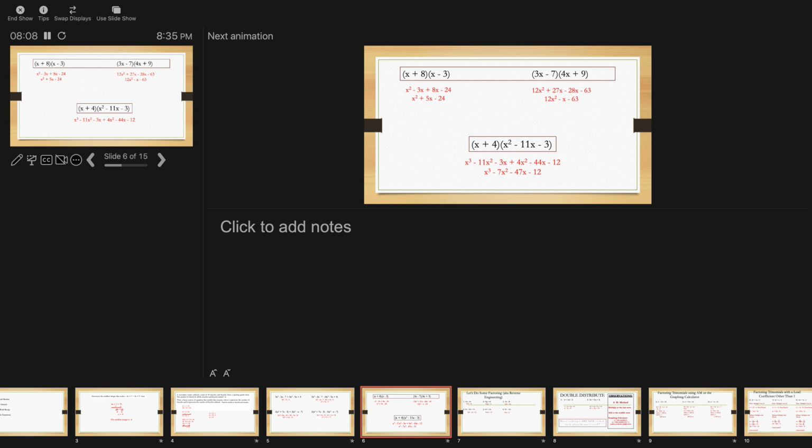You can combine both your x squareds into one term and then your x's into another term. So the x cubed is going to stay the same. It's the only one of those. And the -12. Now we've got -11x squared and +4x squared, which is -7x squared. And then -3x and -44x is -47x. Okay. Looking good.